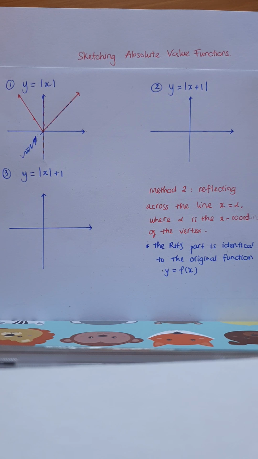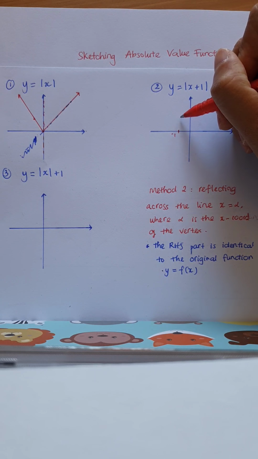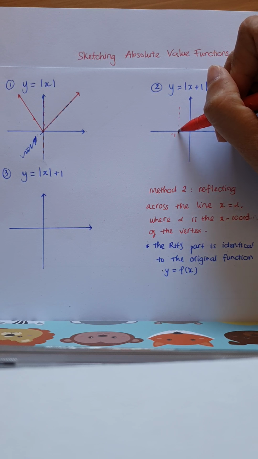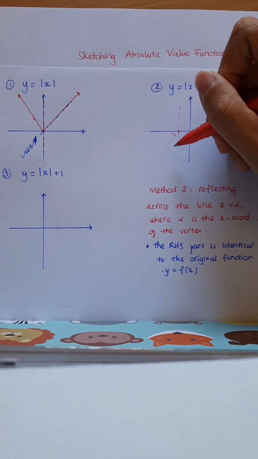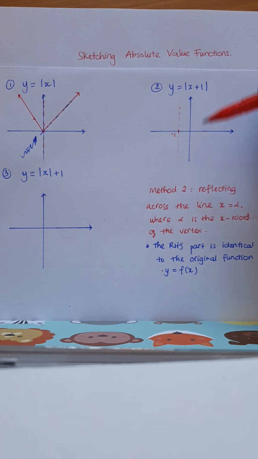Okay, example 2. Let's find our mirror line, so our vertex. So make the expression inside the absolute value become 0. So if x plus 1 is 0, then x has to be negative 1. And x equal negative 1 will be our mirror line. So keep in mind, this is not the asymptote. I'm using the broken line to indicate the mirror line, not the asymptote.